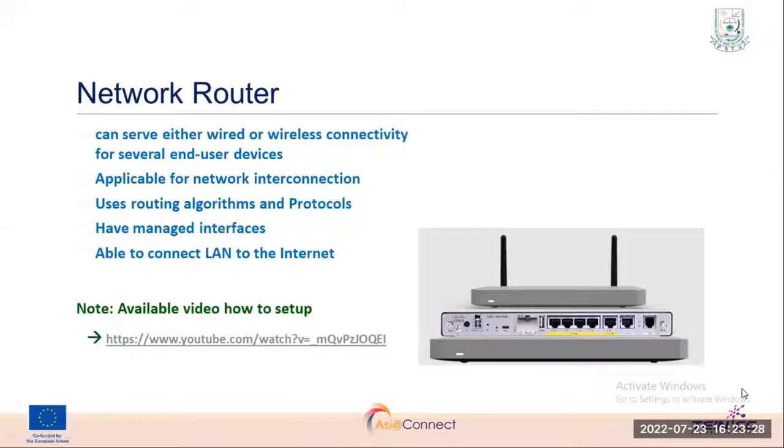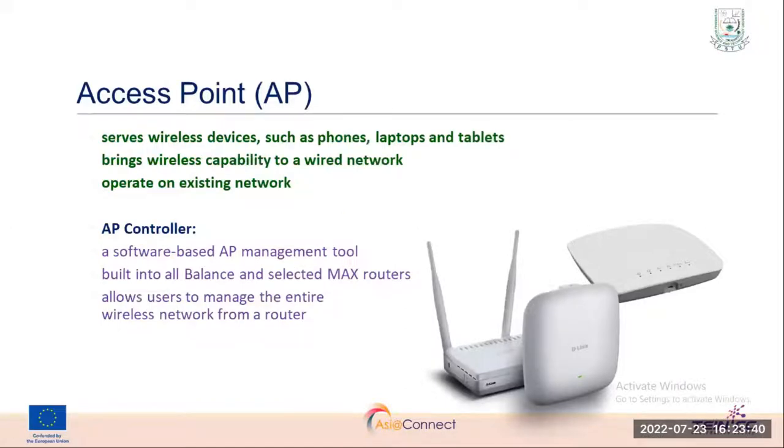In our videos, we have shown how a wireless router can connect with your computer and your mobile phone from incoming connections. Now, access point. An access point serves wireless devices such as phones, laptops, and tablets, bringing wireless capability to a wired network, operating on existing networks. An access point controller is a software-based access point management tool built into selected routers that allows the user to manage the entire wireless network from a router. So from our access point, we can access the internet on our wireless devices such as mobile phones, laptops, tablets, and other devices that support wireless connectivity.